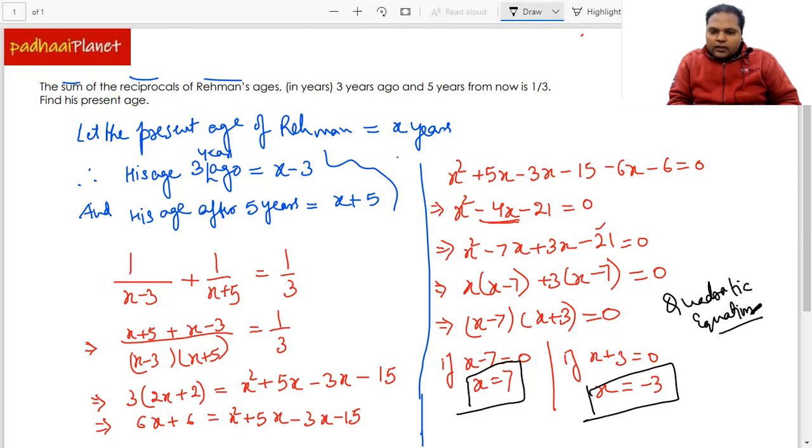But in this case, since we are talking about the age of a human, that cannot be a negative age. So that's why we will consider only x equal to 7 and ignore the other. This cannot be the age of a human being because the value of x is coming negative, right?